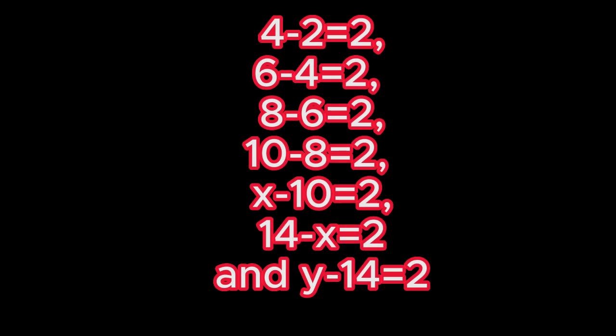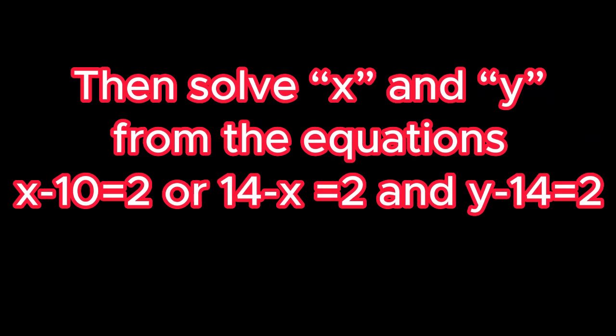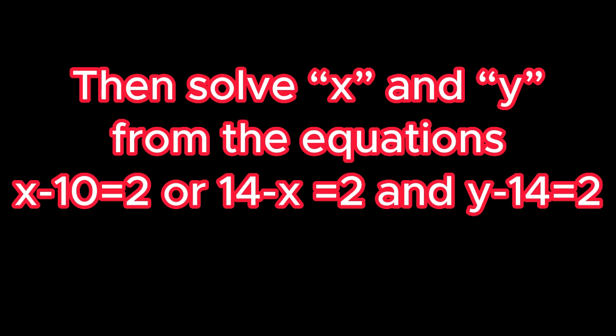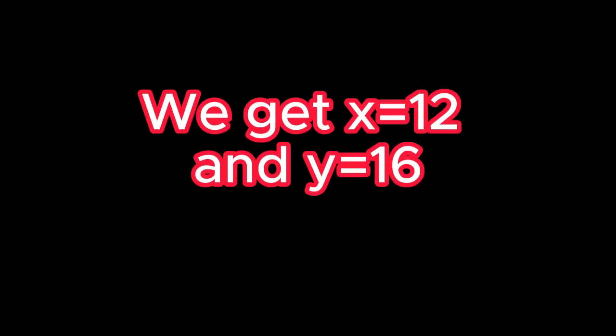4 minus 2 is equal to 2. 6 minus 4 is equal to 2. 8 minus 6 is equal to 2. 10 minus 8 is equal to 2. x minus 10 is equal to 2. 14 minus x equals 2, and y minus 14 is equal to 2. Then solve for x and y from the equations x minus 10 is equal to 2, or 14 minus x equals 2, and y minus 14 is equal to 2. We get x equals 12, and y equals 16.